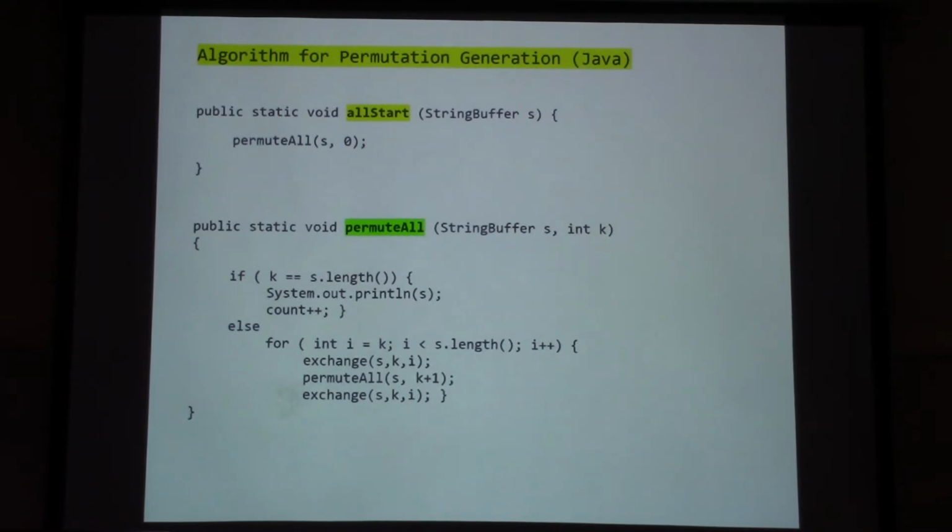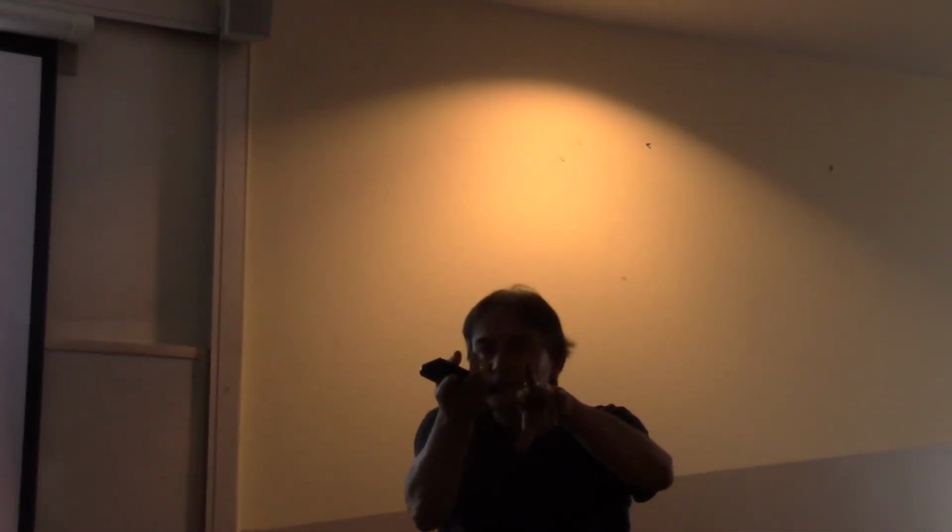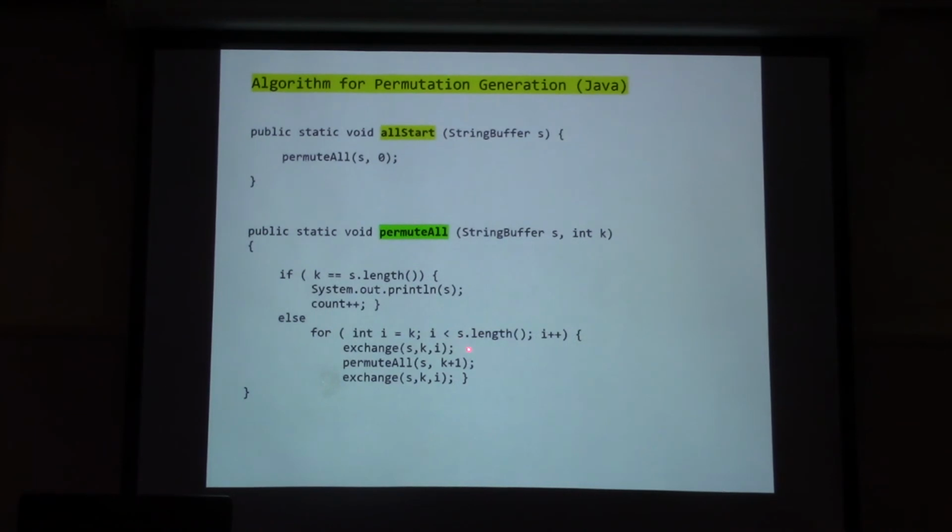Just like I gave you an example: cat, C, and then permute AT, and AT, TA. Switch A with C, permute ACT, CT, TC. So we're going to exchange, permute recursively, and exchange back. This will generate all of the permutations, but it will generate repeated permutations, I should say.